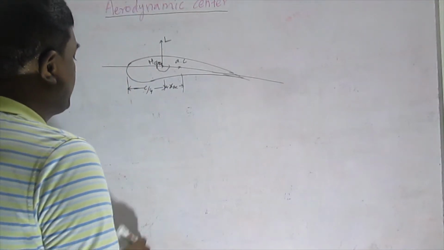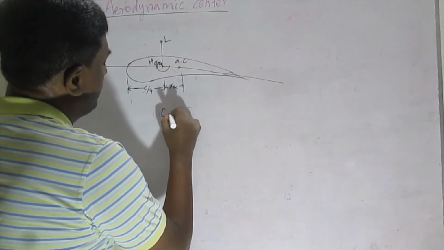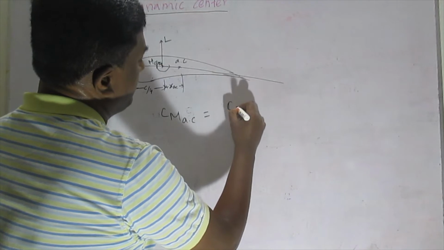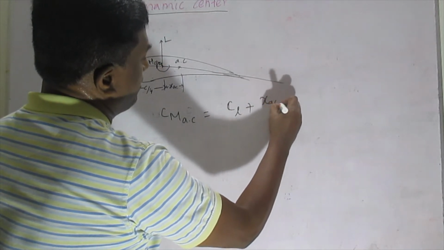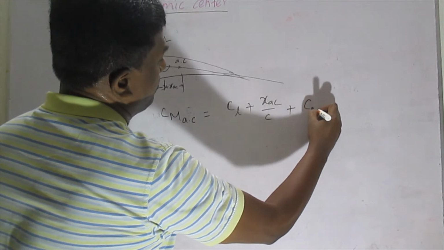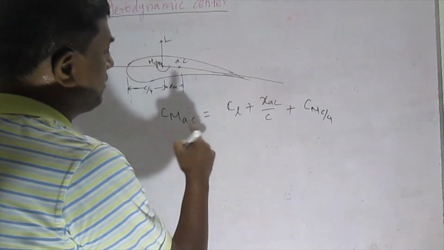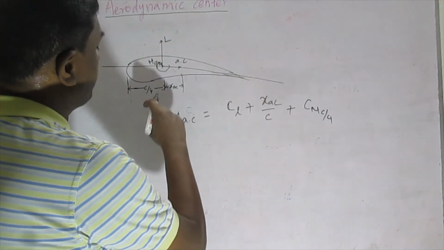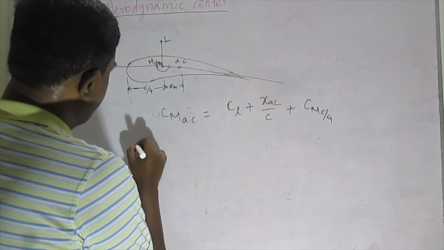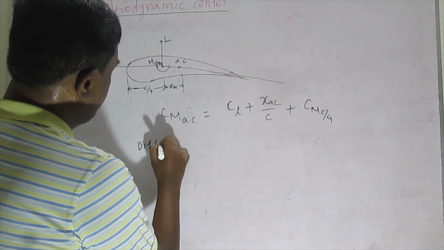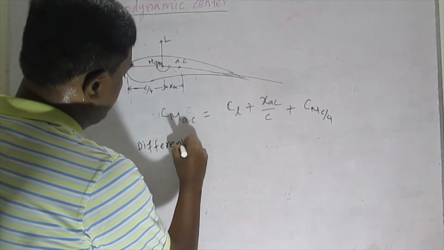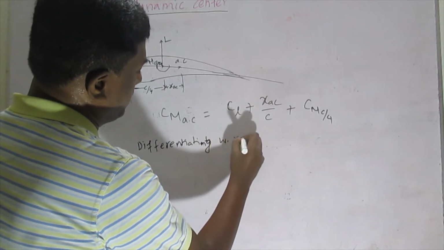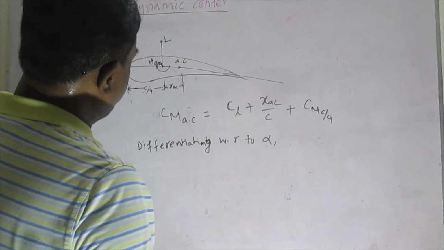So when we are simplifying further, this is C_M,AC equal to C_L times X_AC by c plus C_M,c/4. Then if we are differentiating with respect to the angle of attack, let's see what will happen.